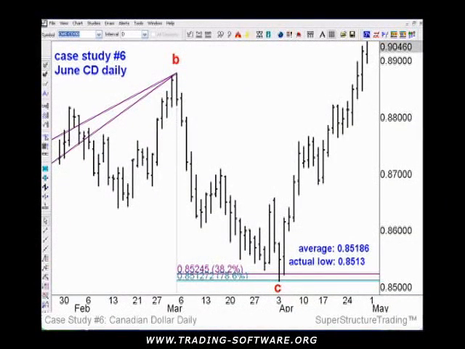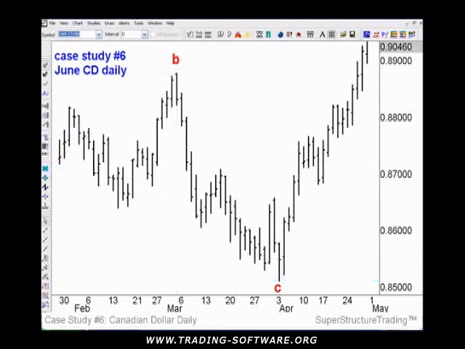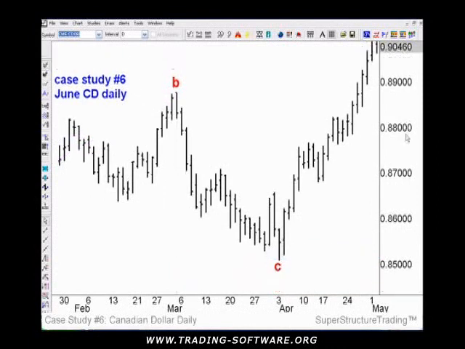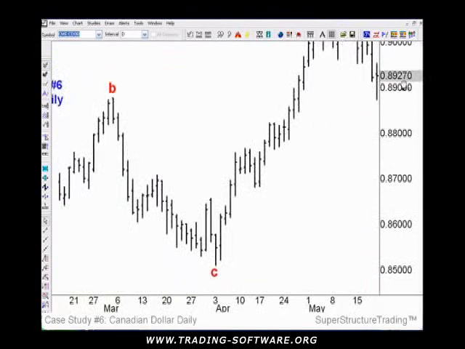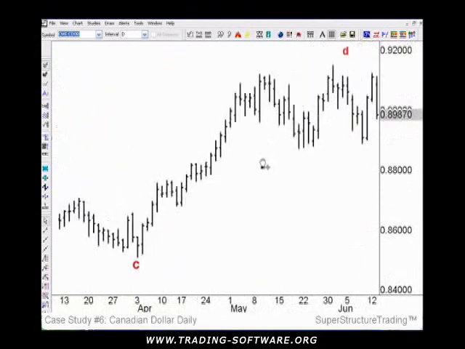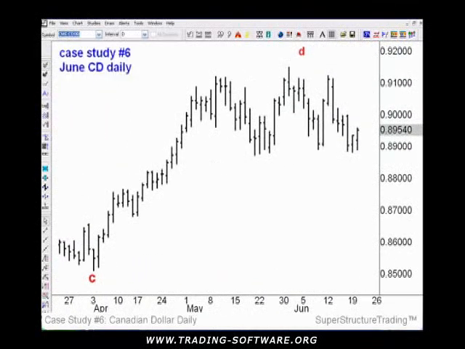Case study number 6 continues from case study number 5. Let's take a look at the same Canadian dollar daily and see what happens near the highs. Here is that CD leg going up to the highs that we said we should be shorting. This move shows tremendous bullish energy, thrusting strongly up into multiple Fibonacci numbers.